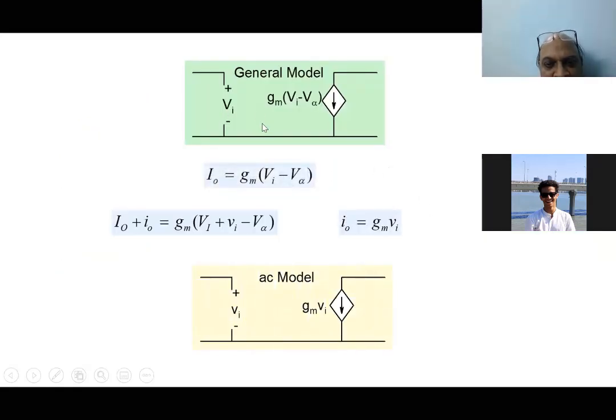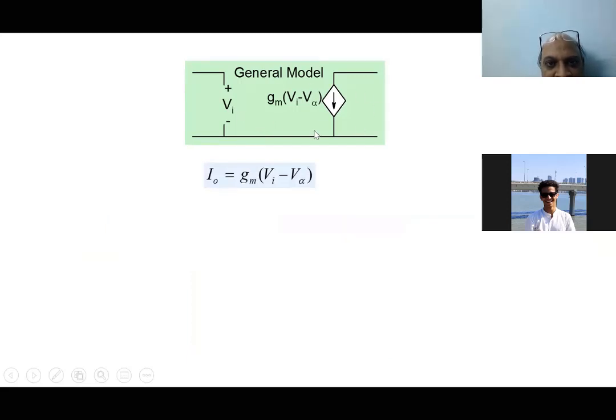So suppose, okay, I'll skip this for a moment here. Suppose we are given some element, a 3-terminal element like this. You can realize that it's a voltage-controlled current source with the relationship I naught equal to Gm (Vi minus V alpha). And if we want an incremental circuit model for this one, then the procedure is the same.